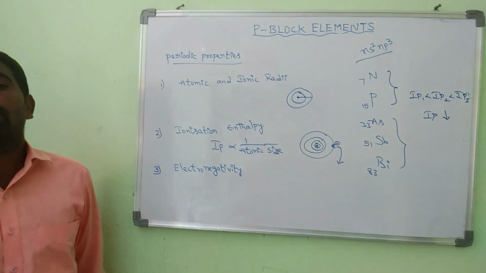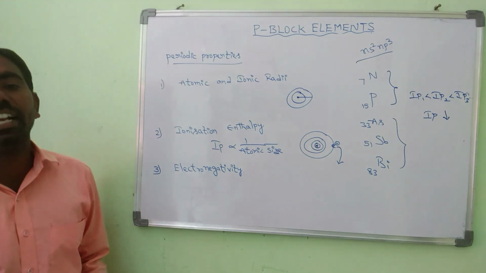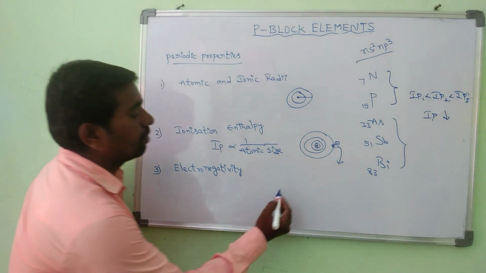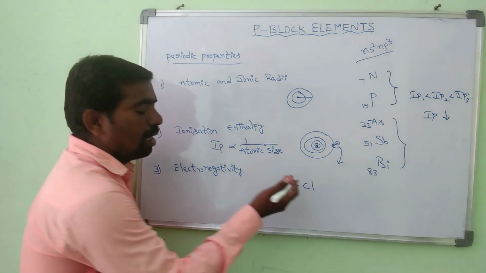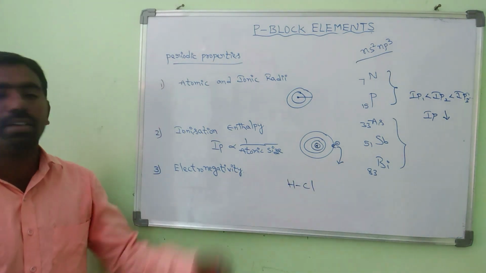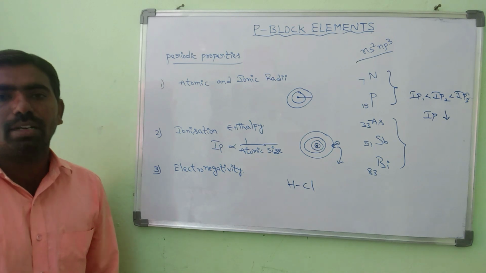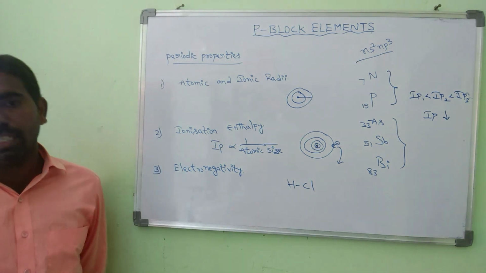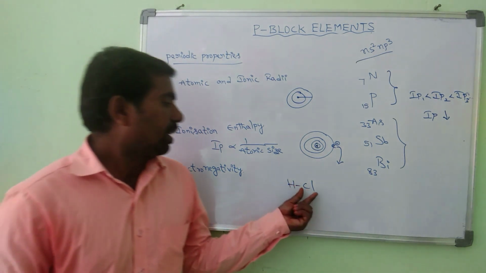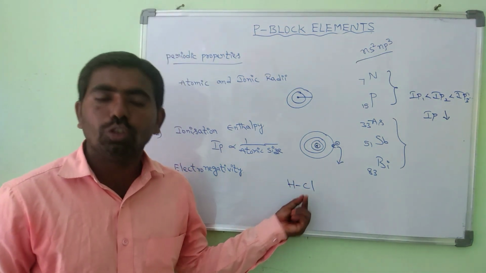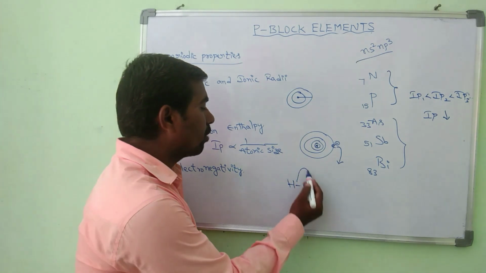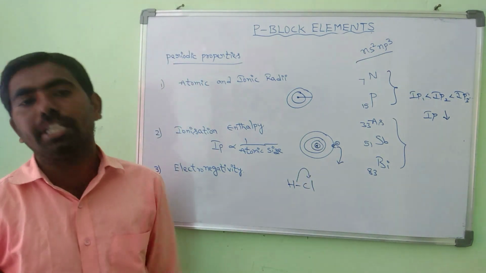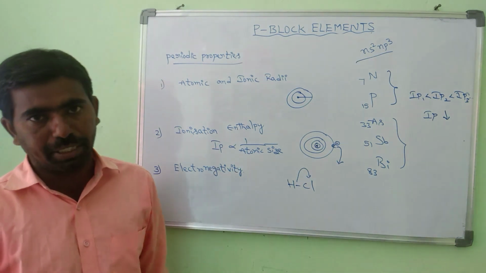And the last property, electronegativity. What is the meaning of electronegativity? For example, I am taking one molecule here, HCl. There is a single bond between the hydrogen and the chlorine atom. Defining electronegativity, the tendency of an element to attract bond pair electrons towards itself is called electronegativity.